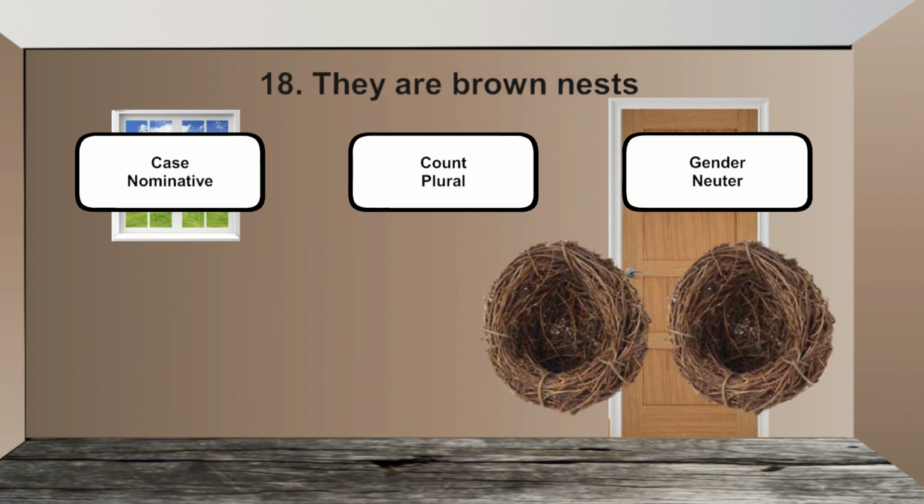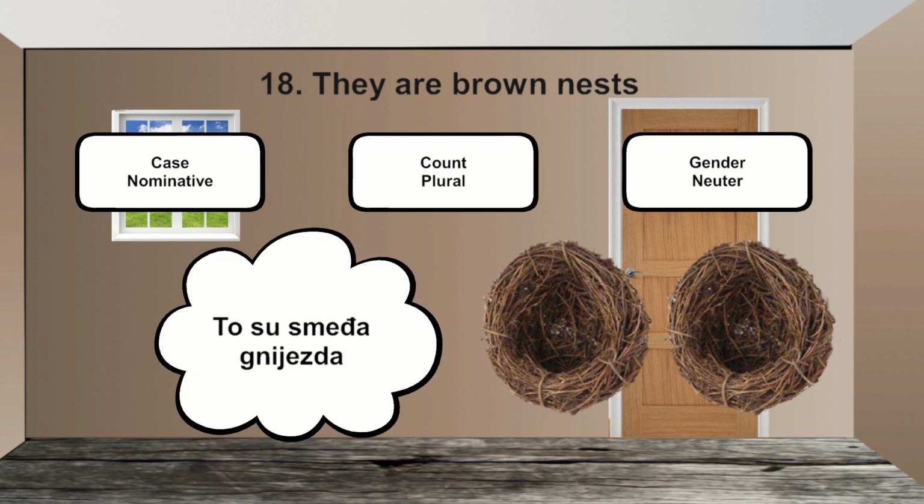Question 18. Pitanje 18. They are brown nests. Neuter, plural, both have an A. To su smeđe gnezda. And again. To su smeđe gnezda.